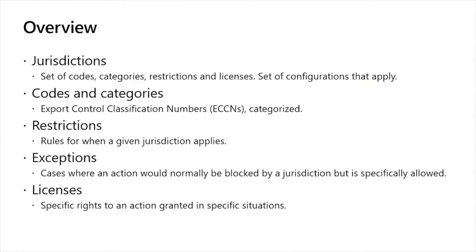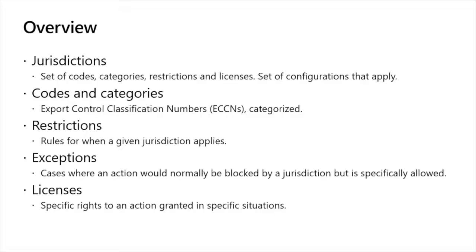Then come the codes and categories. The codes that make up a jurisdiction are often referred to as ECCNs, the export control classification numbers. Codes can be linked to one or more categories. So as an example, the same code can be linked to both missile technology and national security. So for your product, as you may know, you must always specify the category and then the code. And the set of codes and categories is unique for each jurisdiction.